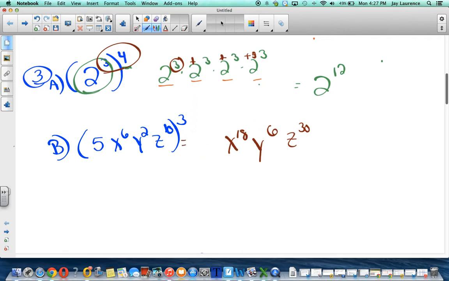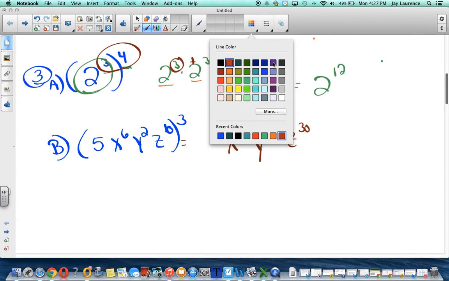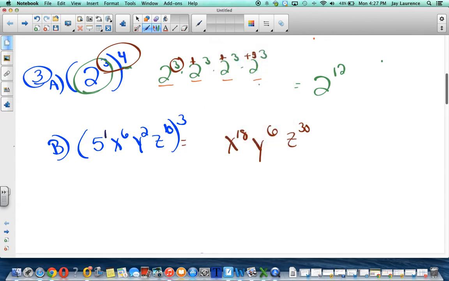It's not 15. What's the exponent on the 5? It's a 1. So if I multiply the exponents, I'm going to get 5 cubed. Now, this is not a good answer because I should figure out what 5 cubed is, which is 125. And there we go. There's our answer. Okay.